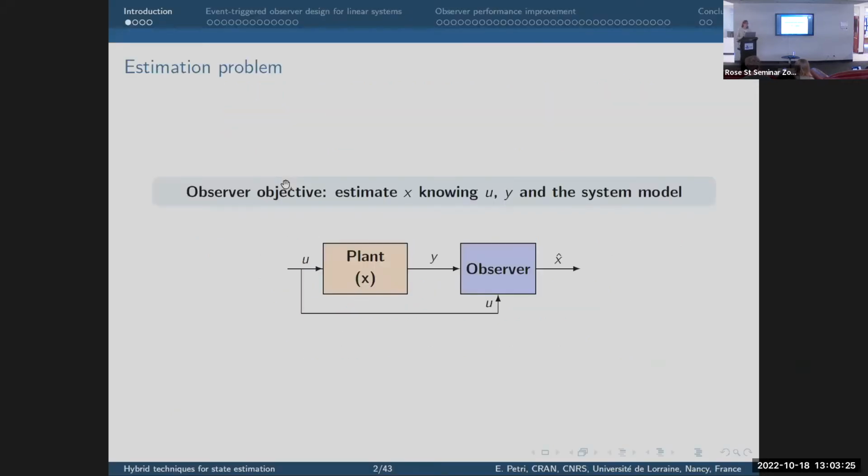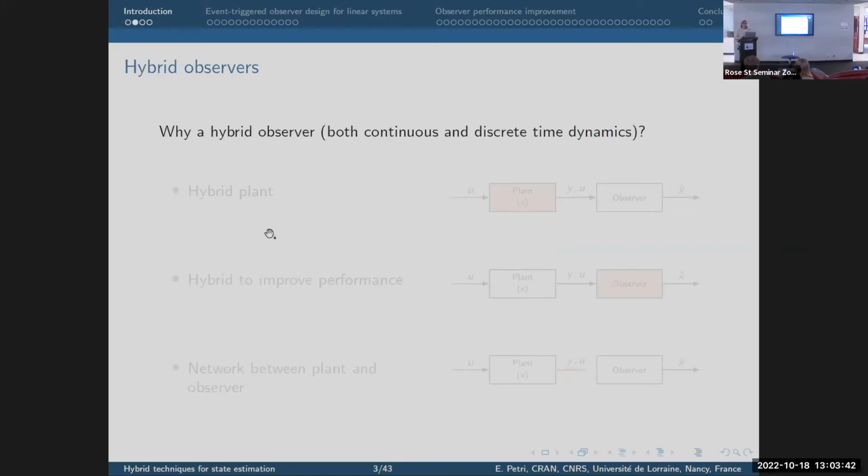In this talk, I'm going to present some estimation problems. In particular, we want to design an observer in order to estimate the internal state of the system, X, that is unknown, starting from the knowledge of the input U, the output Y, and the system model. In particular, we will see hybrid observers, so observers that have both continuous and discrete dynamics.